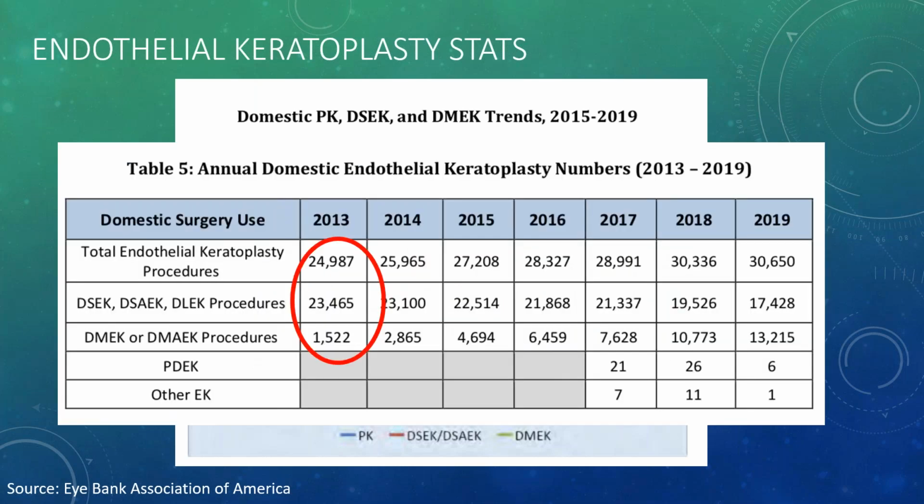So here's just outlining those numbers. In 2013, we did about 25,000 endothelial keratoplasty procedures. Only 1,500 were DMEK, and 23,000 and some change were DSEK. In 2019, we did about 13,000 DMEK and about 17,000 DSEK. I think we're seeing the overall number of endothelial keratoplasty climbing because the indications are becoming broader. We can do surgery on people that have less severe disease because we're expecting better outcomes. Also, we're replacing many of our DSEK patients with DMEK, and we'll go over why that is.